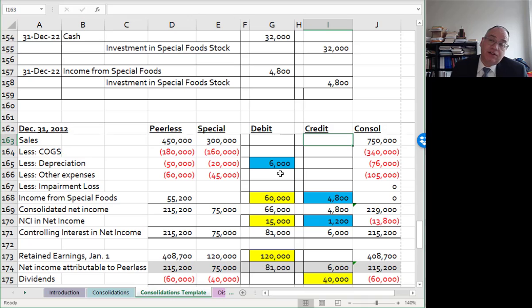Because the inventory was written off last year, it was expensed into cost of goods sold, and there is no impairment loss. I still have the line item here in the spreadsheet, but there is no impairment loss.